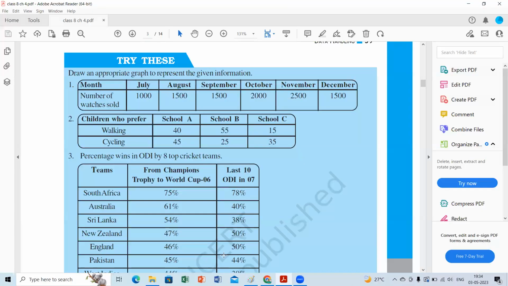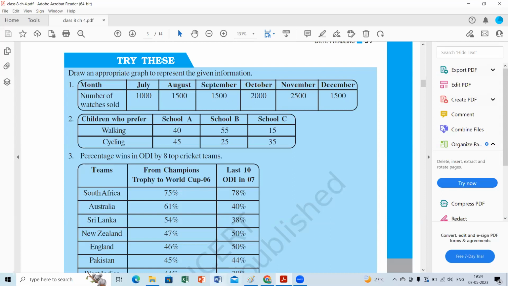Same thing here. You have to see children who prefer walking or cycling, from school A, school B, and school C. There are 3 schools. Data is given. From school A, 40 students are walking, from school B, 55 students, and from school C, 15 students are walking. Coming to cycling, from school A, 45 students, from school B, 25 students, and from school C, 35 students. So this is the data given. You need to draw an appropriate graph to represent the given information.